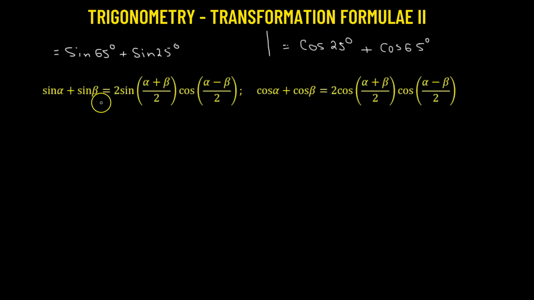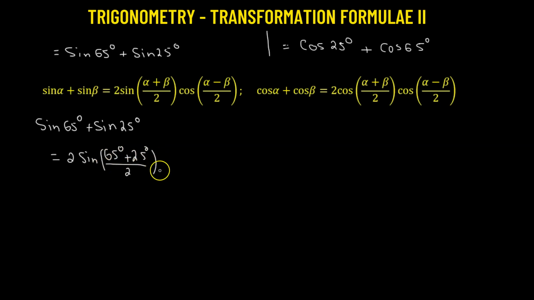So if we have the sum of two sine function, that can also be expressed or transformed as a product of two trig function. One will be sine and the other will be cosine. And if we have the sum of two cosine function, that becomes the product of two cosine function. So let us apply. In our case, we have sine 65 degrees plus sine 25 degrees. So here we will consider alpha to be 65 degrees and beta to be 25 degrees. So this is going to give us 2 times sine of 65 degrees plus 25 degrees divided by 2, and then we have cosine of 65 degrees minus 25 degrees divided by 2.